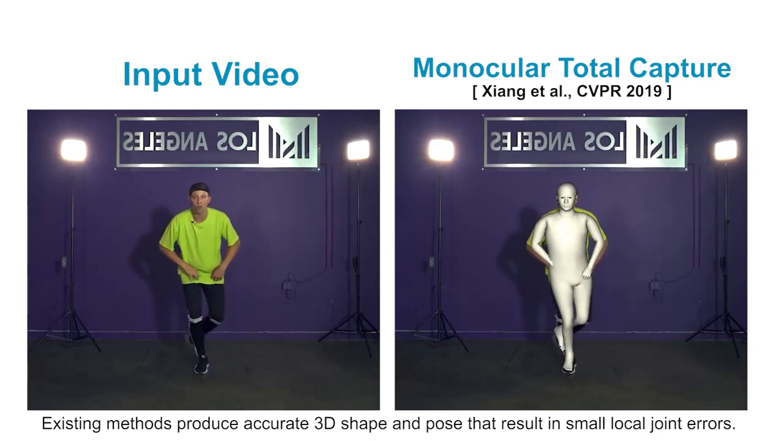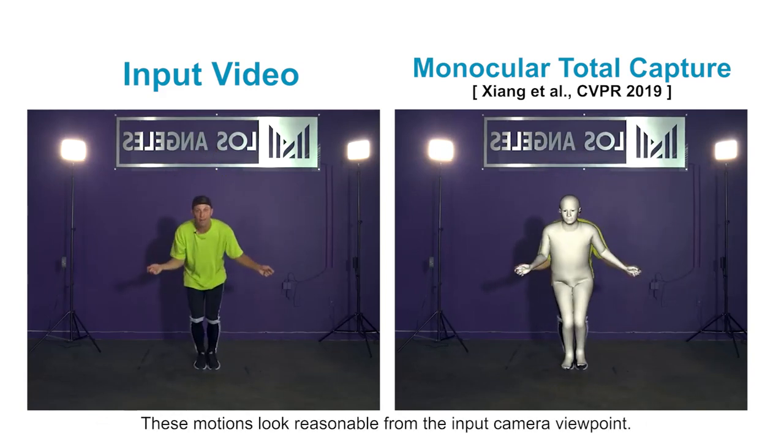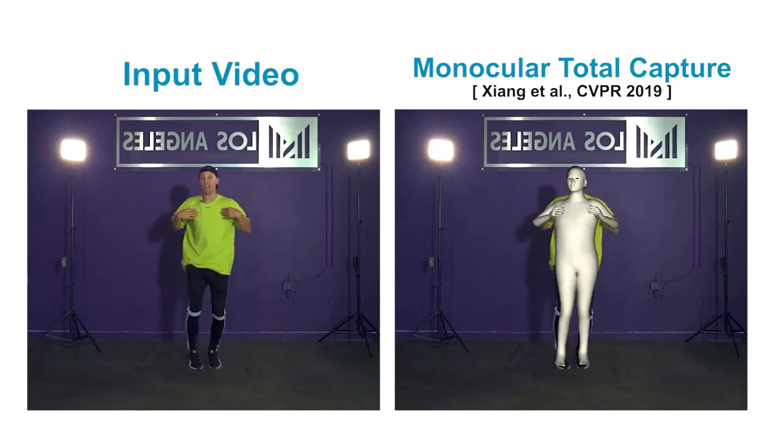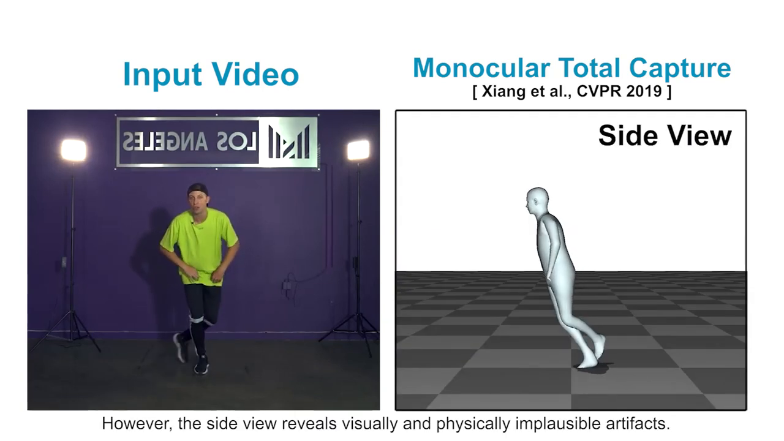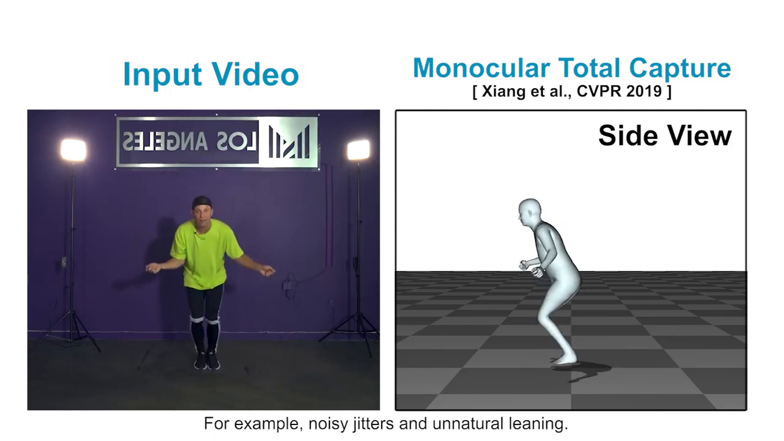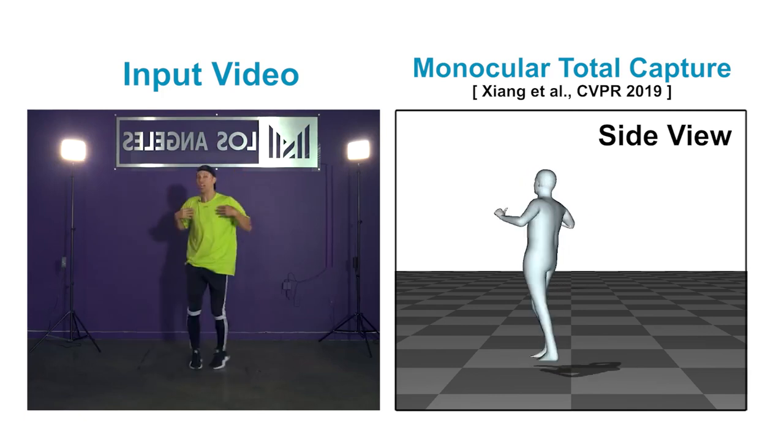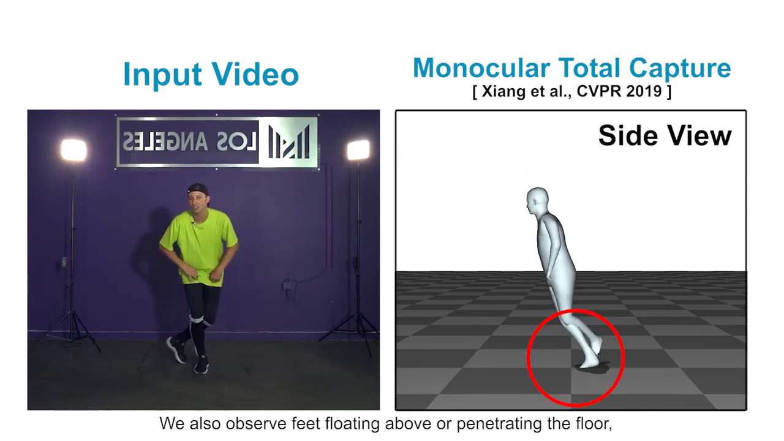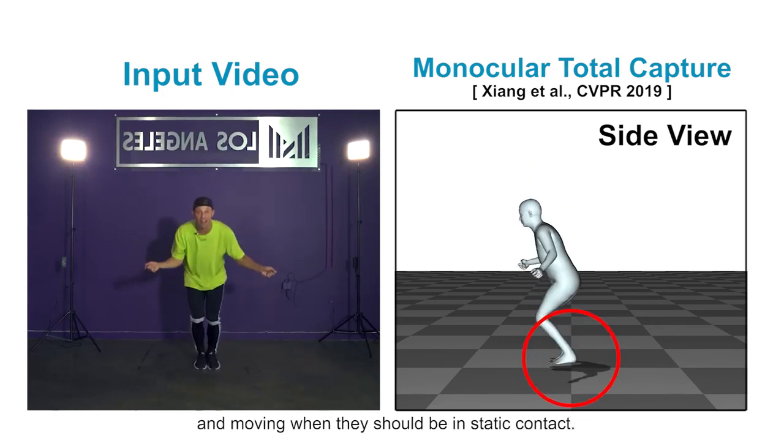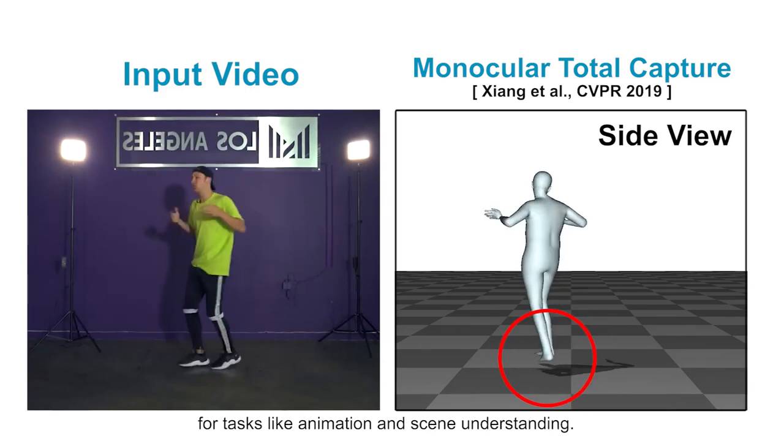Existing methods produce accurate 3D shape and pose that result in small local joint errors. These motions look reasonable from the input camera viewpoint. However, the side view reveals visually and physically implausible artifacts. For example, noisy jitters and unnatural leaning. We also observe feet floating above or penetrating the floor and moving when they should be in static contact. These errors limit the usefulness of recovered motion for tasks like animation and scene understanding.